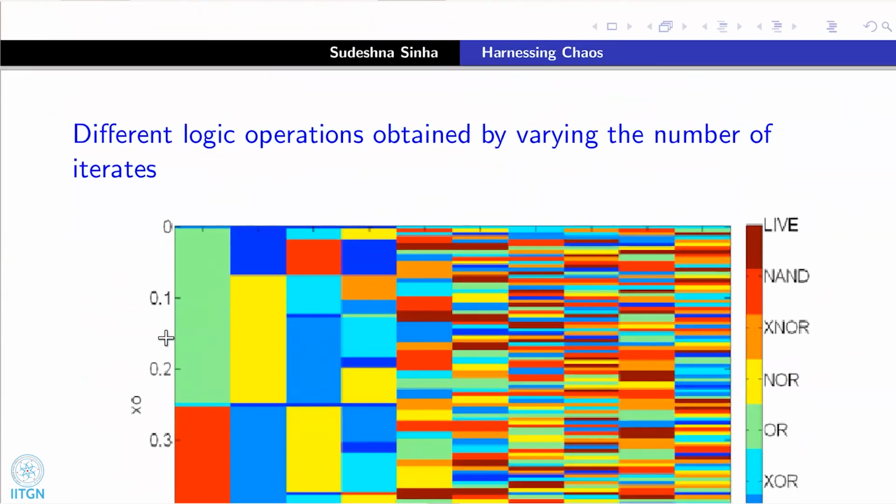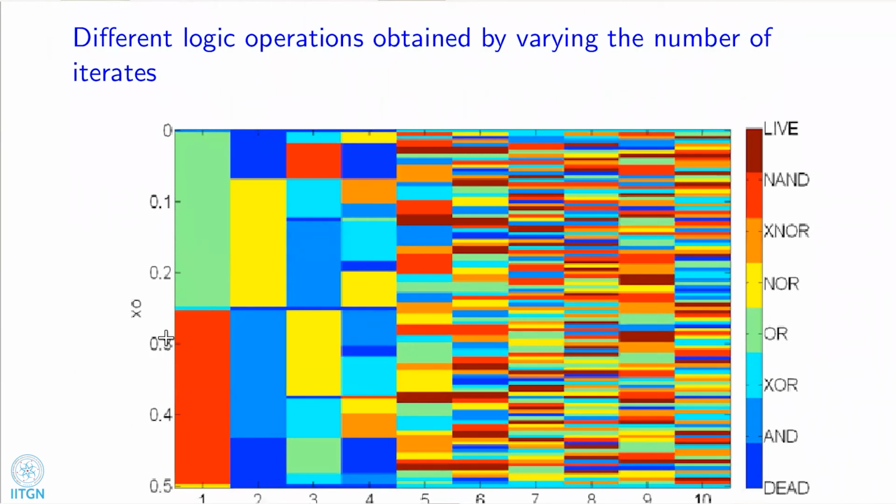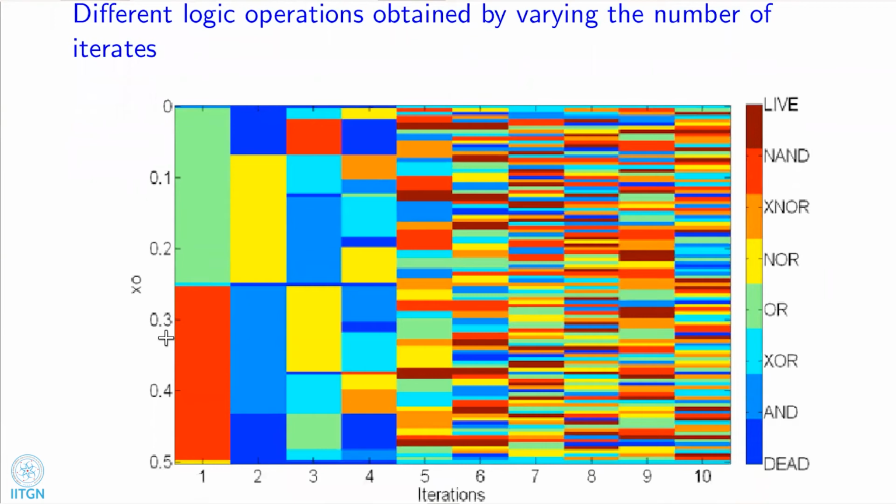You could also use many different iterates. So this is a colorful picture, which once made it to a cover of something, that if I take different iterates, I can try to get that truth table which I was trying to solve, but different iterates will give me different solutions. And here is actually the full spectrum of logic gates, starting from dead, where everything is 0, or everything is live, 1, and everything in between.